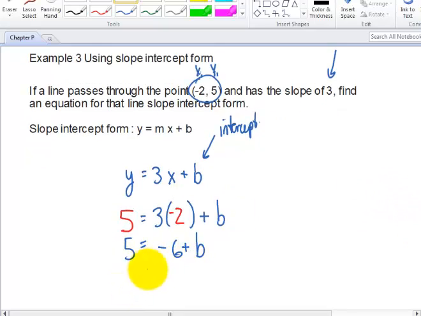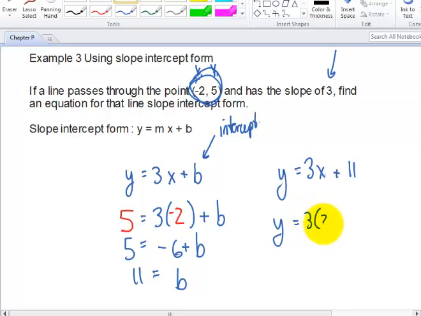And we just add 6 to both sides. So b is going to equal 11. So then we have y equals 3x plus 11. Now what's always good to do is to check with those points and make sure they work. So y equals 3 times -2 plus 11. Does that give us a 5 value for our y value? And it does. Y equals 5, so our answer checks out.